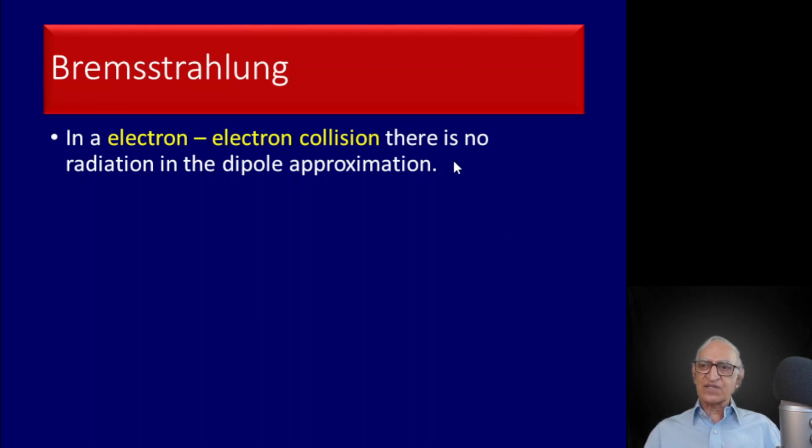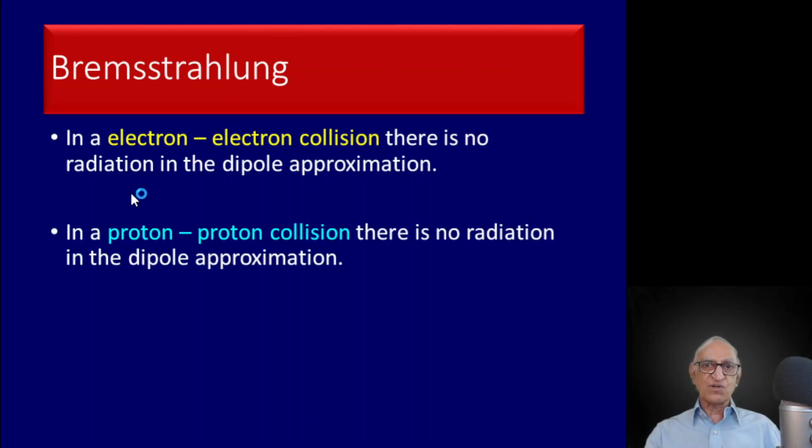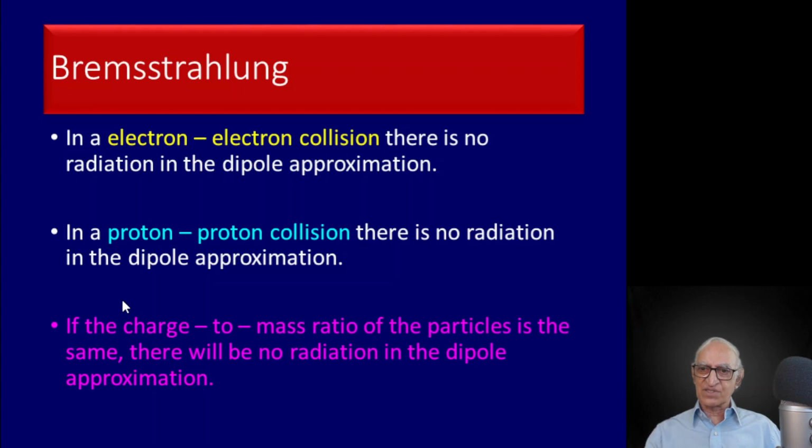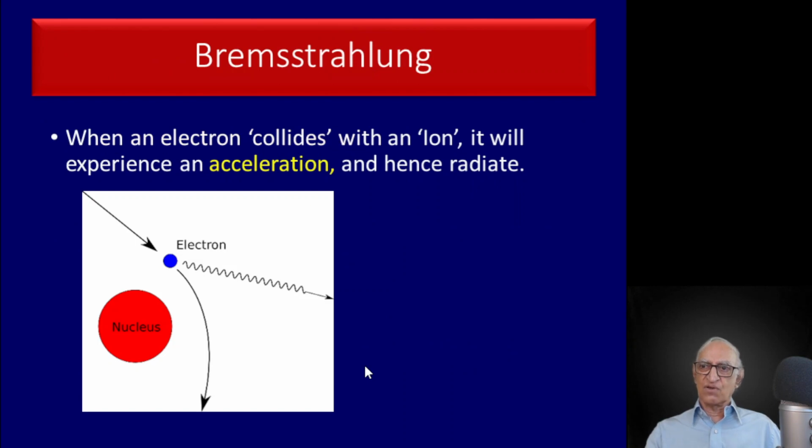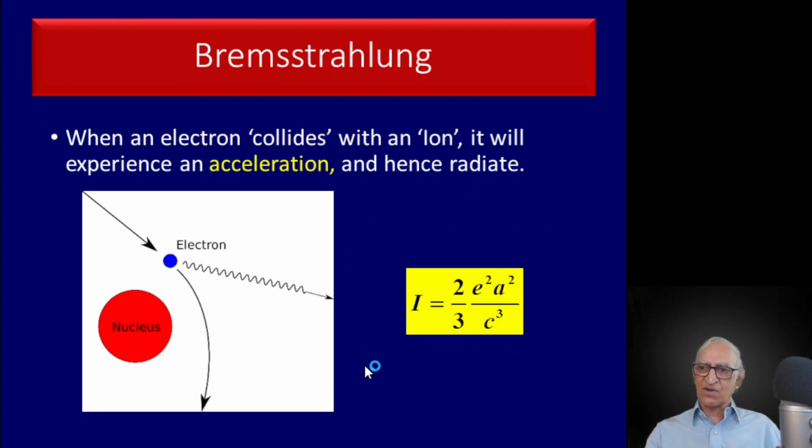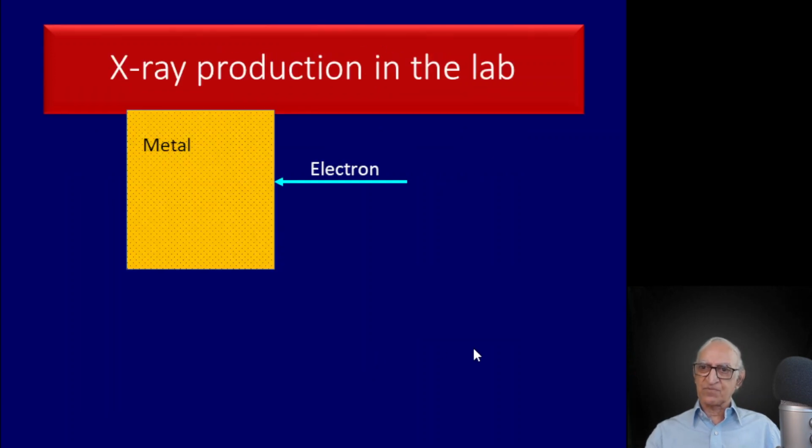In an electron-electron collision, there is no radiation in the dipole approximation, as I said, because e over m is the same. In a proton-proton collision, there is no radiation in the dipole approximation because e over m is the same. So if the charge-to-mass ratio is the same, there is no radiation. But if I have a collection of electrons and ions, there will be radiation. So when an electron collides with an ion, it will radiate, and that will be the intensity of radiation.